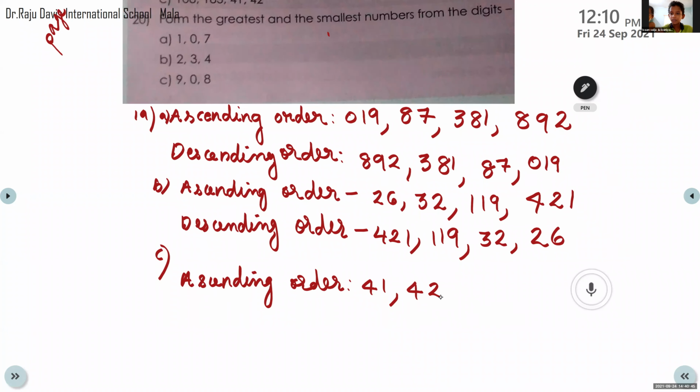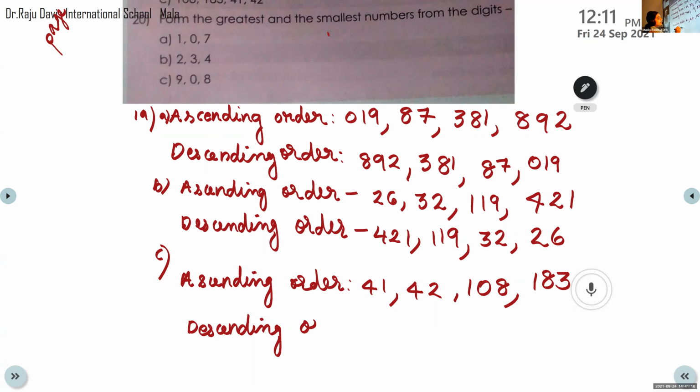Wait. Please see here. 108. 108. Correct, my dear. Then? 183. Very good. Correct answer. Thank you, ma'am. Now, don't mute. Let Ivania say the descending order. Ivania, descending order.